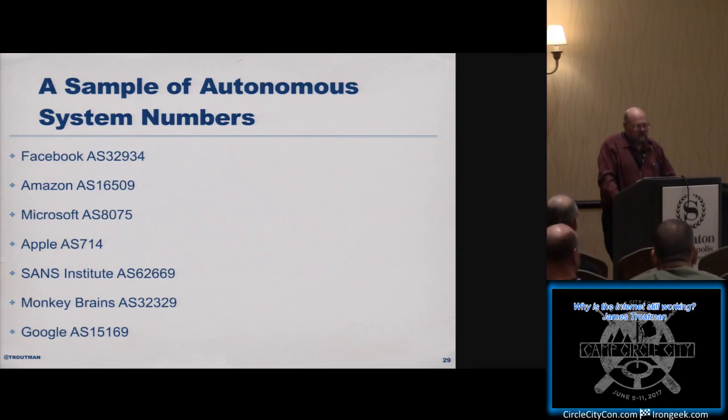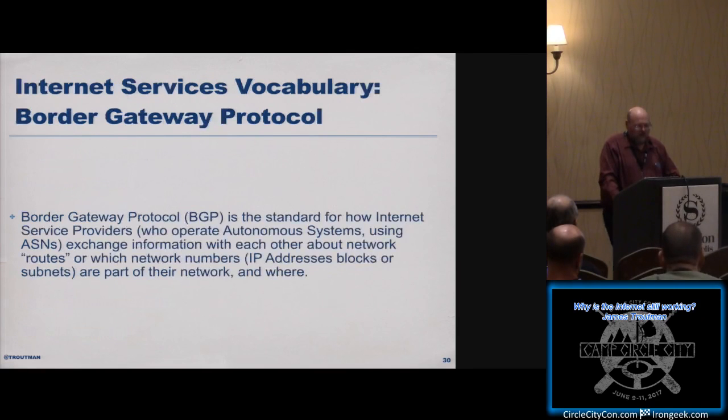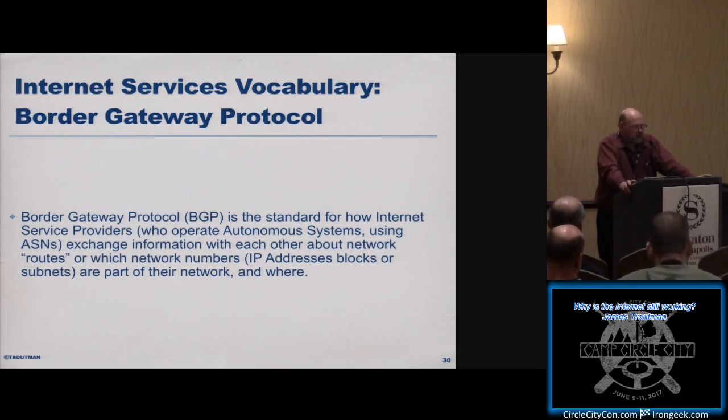Microsoft is 8075, Apple's 714, so forth and so on. Even the SANS Institute has their own AS number for their corporate office. So what do you do with an AS number? Well, there's this routing protocol called Border Gateway Protocol, which is what all these routers are running to exchange information, basically tell each other about all these different routes and where they are.